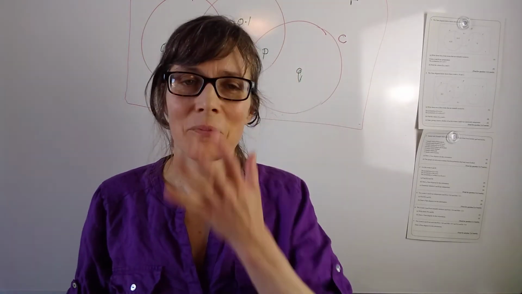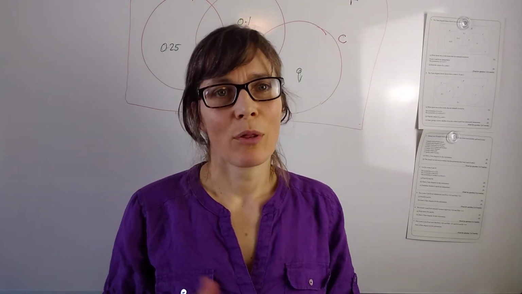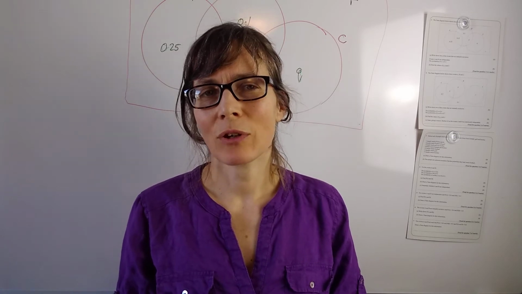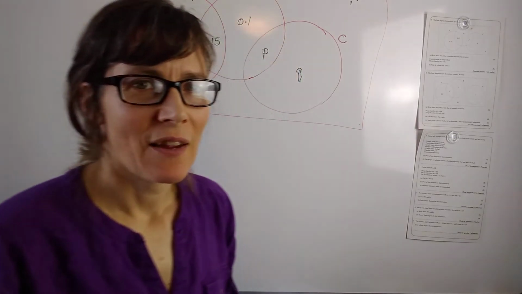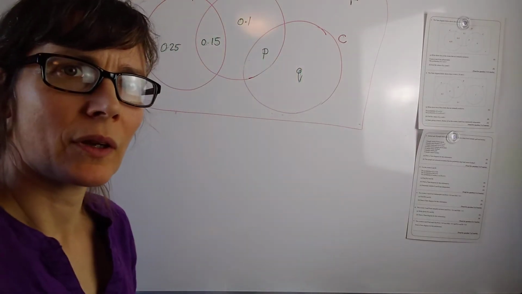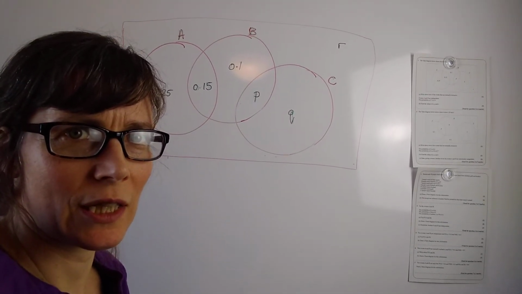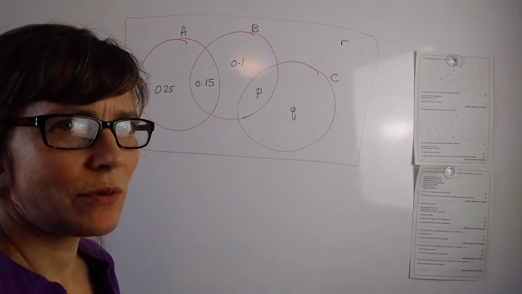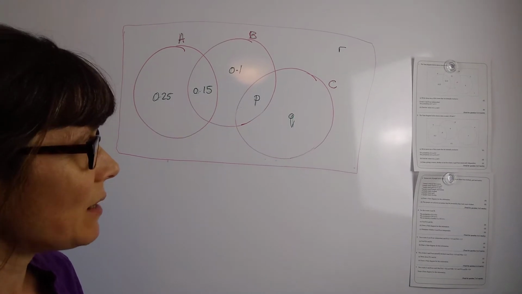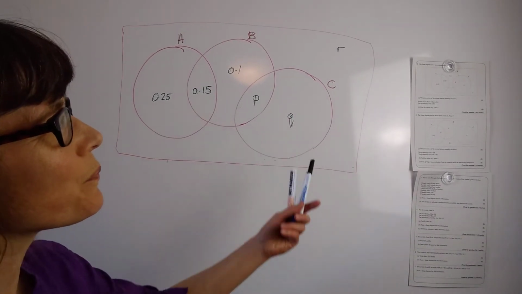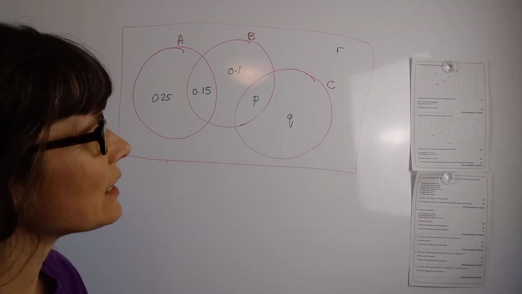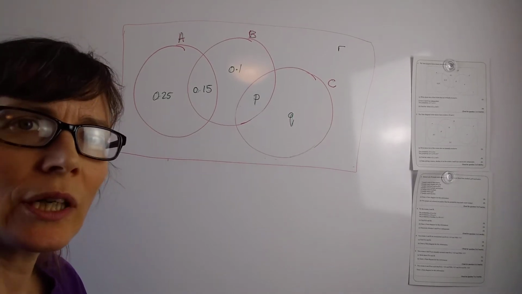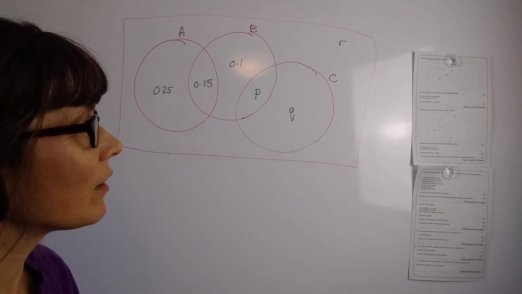Hey there, so this is just a quick run through of question 1 in case you were stuck on it. This is a Venn diagrams question. Let me just make sure you can see the question there. So we've got 3 sets, A, B and C. We've got some of the probabilities and some of them are missing. We're going to find P, Q and R.